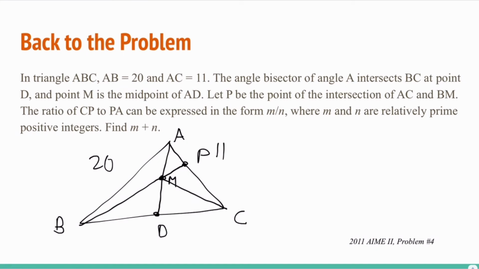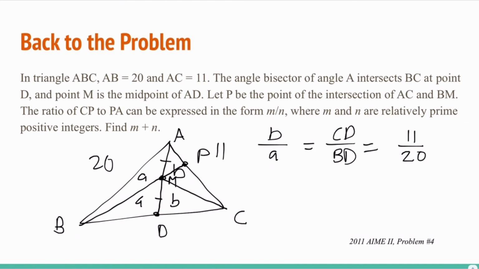Now, we see that it's partitioned into many areas, so maybe we can use areas to solve this problem. Let's say that the area of ABM is A, and so the area of MBD is also A, since these two sides are equal. And let's say that the area of AMC is B, and then the area of DMC is also B. And we know that B over A is equal to CD over BD because they have the same height, which is equal to 11 over 20 by the angle bisector theorem.